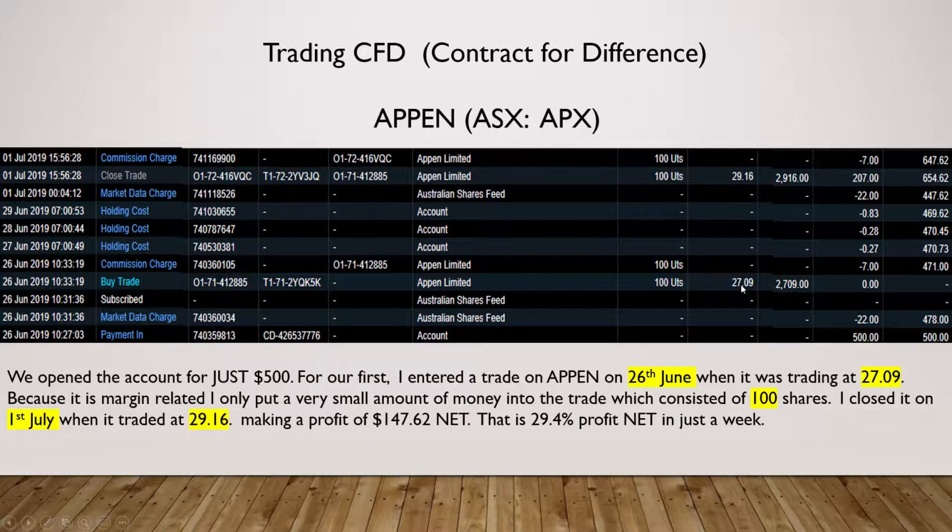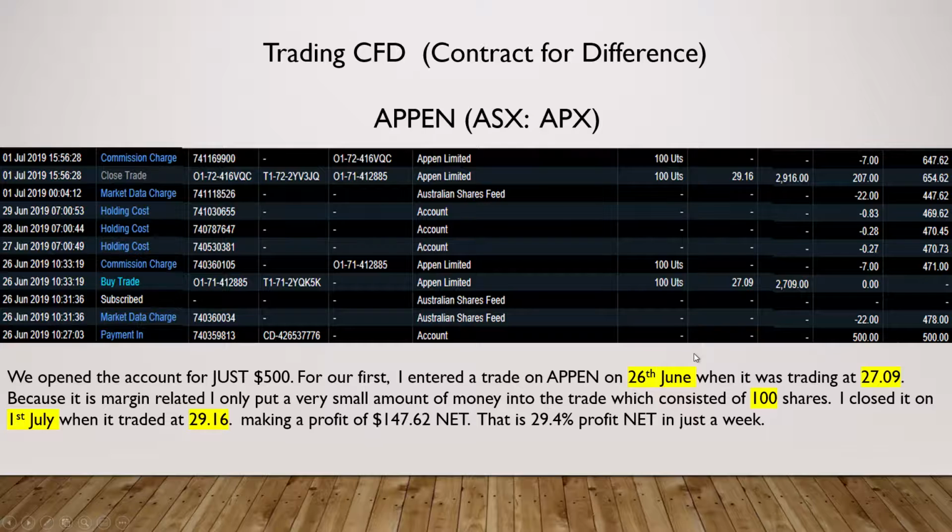We entered at 27.09, and within a very short time we sold it at 29.16. We went back into the market, we bought more Appen, and we sold at a higher price. And as I mentioned, we ended up having nearly $1,500 in this account.